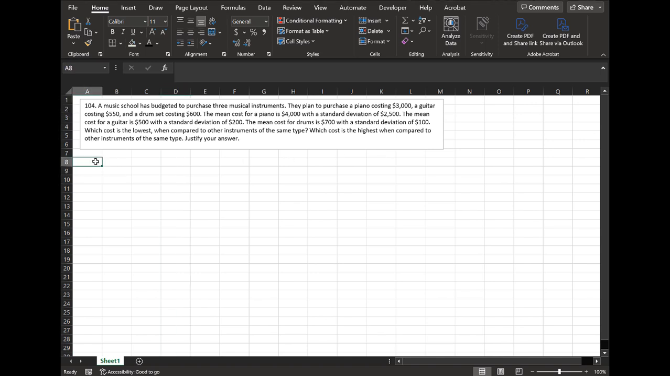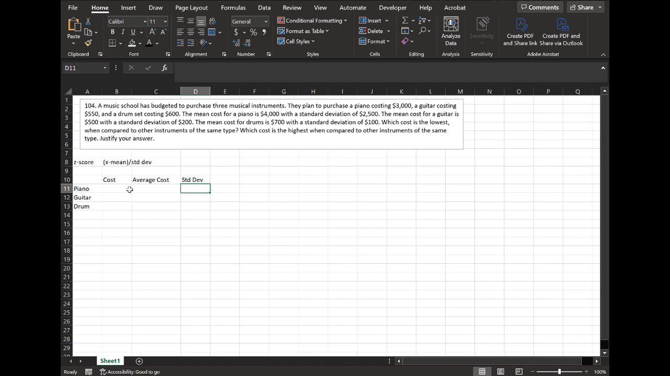So what this is really asking us to calculate is the z-score of each one of these situations. The z-score is calculated by taking the value of x minus the mean, divided by the standard deviation. So we're going to make a little comparison chart. We have the piano, the guitar, and the drum, and we just want to note all the information about them: the cost, the average cost, and I'll just call this standard deviation.